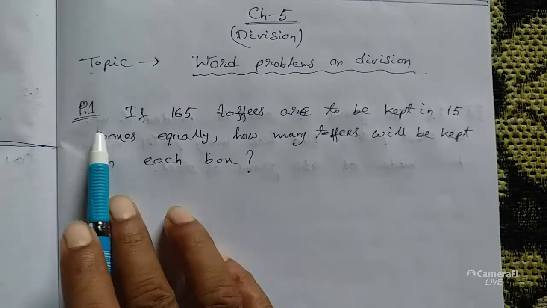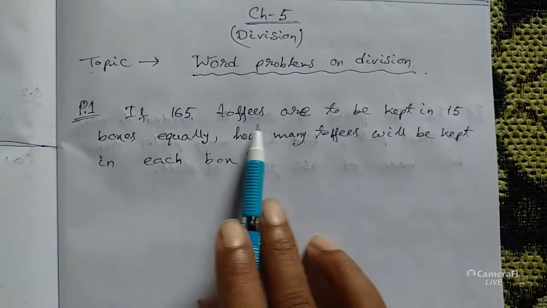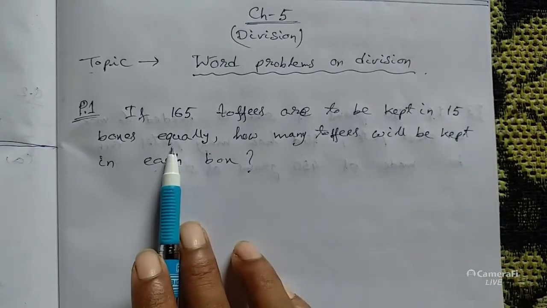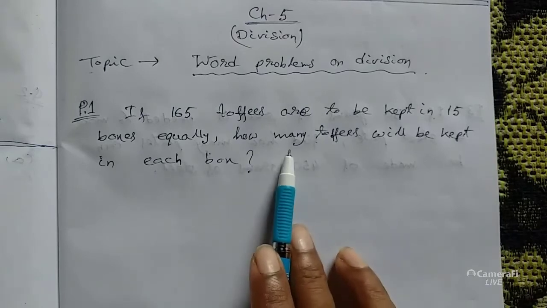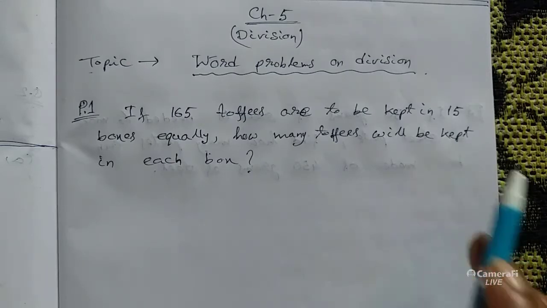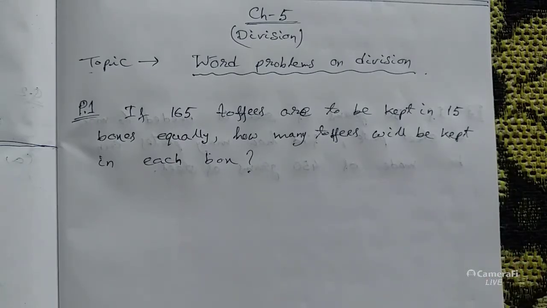Problem number 1. If 165 toffees are to be kept in 15 boxes equally, how many toffees will be kept in each box? So the total number of toffees is 165 and the total number of boxes is also 15. We have to keep the toffees equally in each box. So how many toffees can be kept in each box?